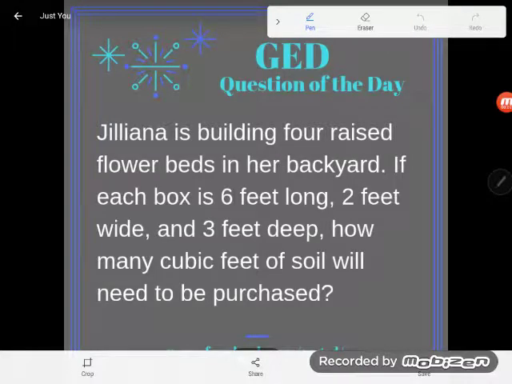Hey GED students, it's GED question of the day, and I'm so excited about this question because it just seems to me to be so typical of something the GED would do to you.